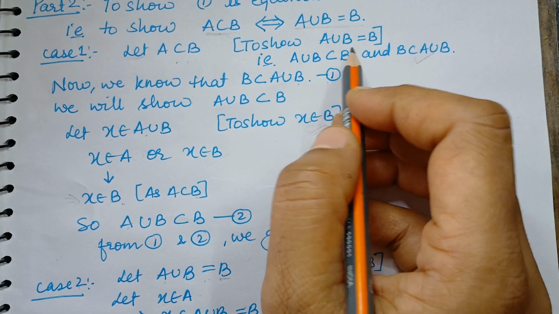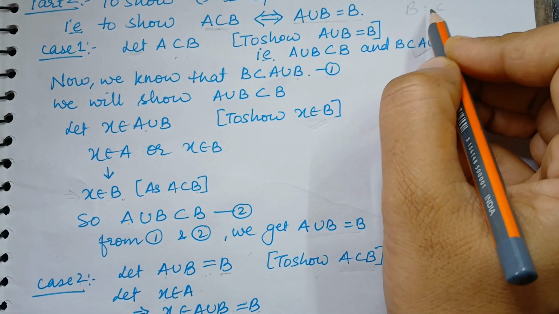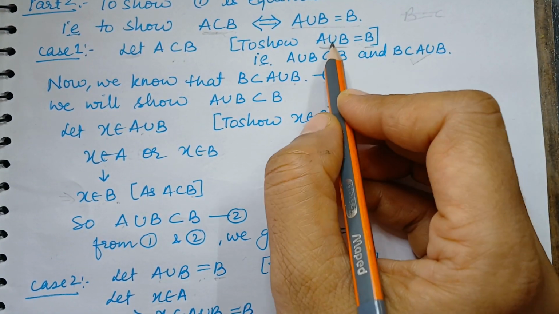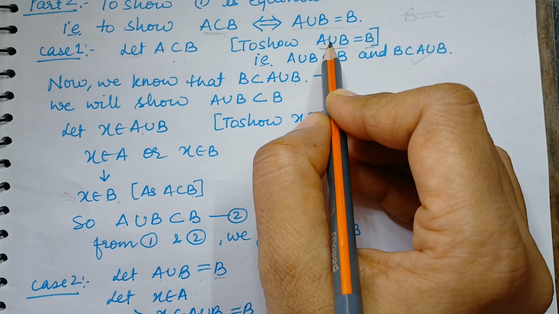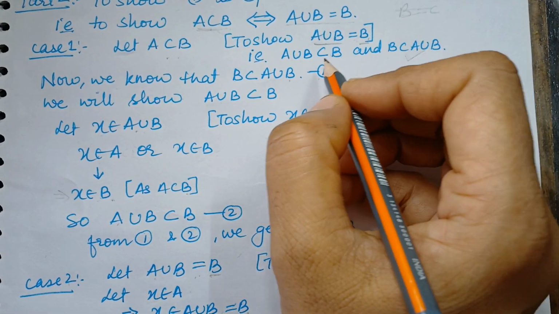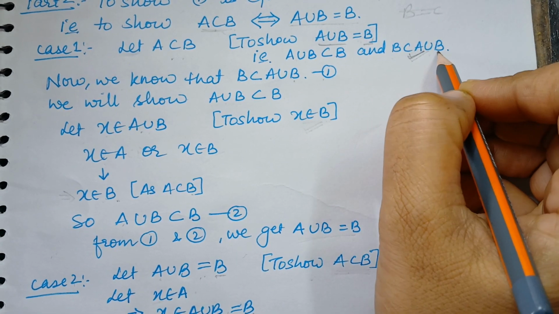Now to show this, in question number 3, in the previous video also, we have shown that 2 sets are equal. When are 2 sets equal? When one is contained in the other. So if this is contained in this and this is contained in this, then I can say that both sets are equal. So this is already true. B is definitely contained in A union B, because in A union B both are there.